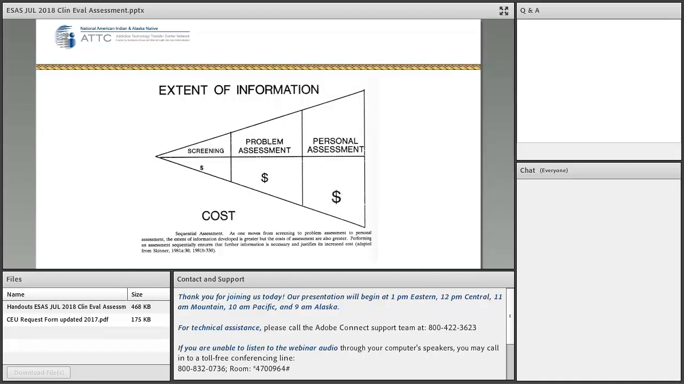You'll see here that from the beginning, when you first see a client, through the screening process, through assessment, and later on into treatment, the amount of information and time needed accumulates over time. So you'll see that through screening, problem assessment, personal assessment, then it can go further into treatment and aftercare. The cost for the program goes up while also gathering more information.